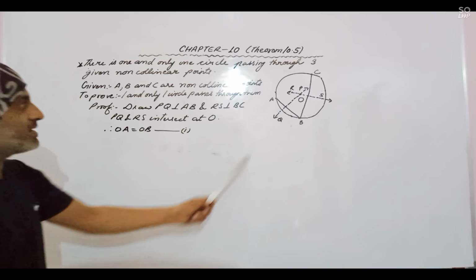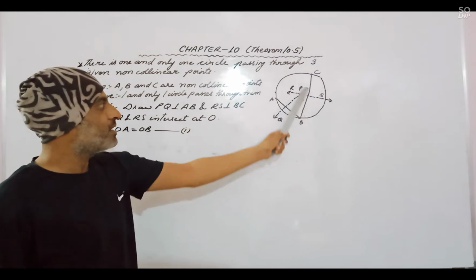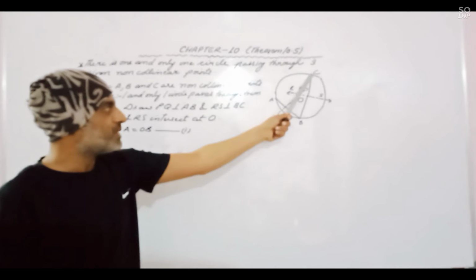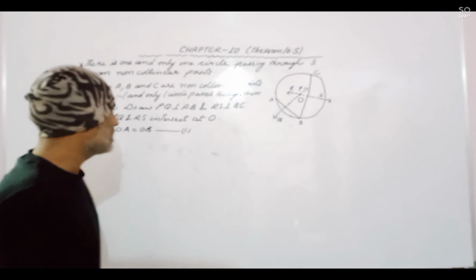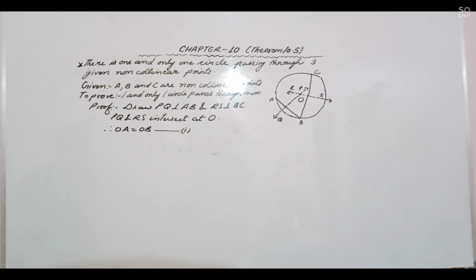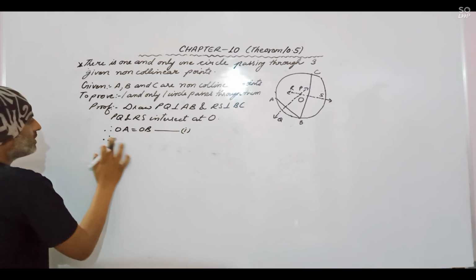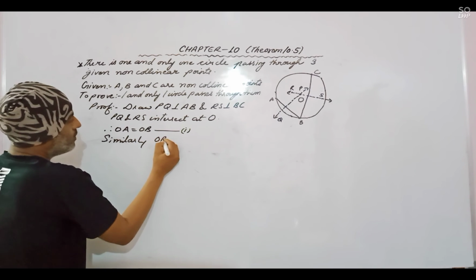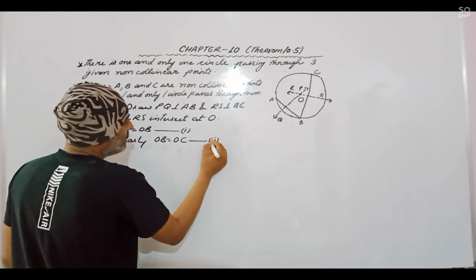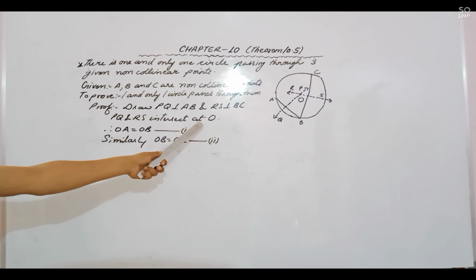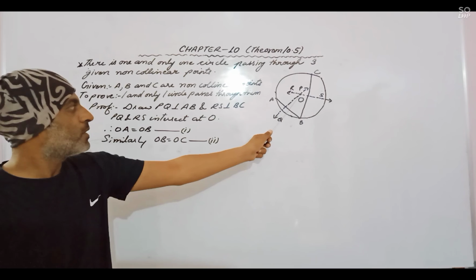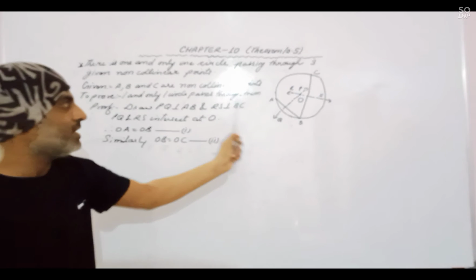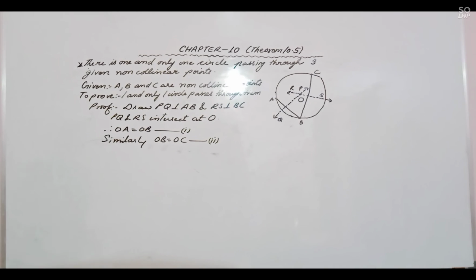Similarly, you can see that RS is the perpendicular bisector of BC. So from the center O, if I draw a line from O to C and O to B, that will be the radius. So I can also write, similarly, OB is equal to OC. And the reason is already given here: O is the center. If I join O to A, B and C, I will find that it is the radius. Alright, this much is done.